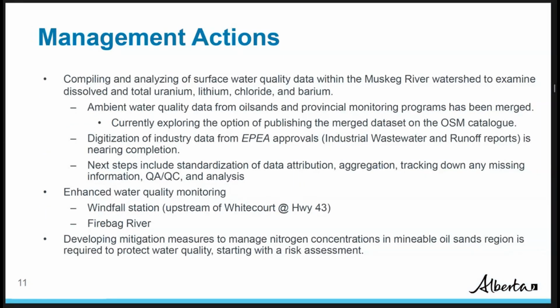A few management actions are currently underway in the Lower Athabasca region. First, management actions have focused on compiling and analyzing surface water quality data within the Muskeg River watershed to examine dissolved and total uranium, lithium, chloride, and barium. Ambient water quality from oil sands monitoring and provincial monitoring programs has been merged, and staff are exploring the publication of that data through the Oil Sands Monitoring Data Catalog. The digitization of industry data from Environmental Protection Enhancement Act approvals is nearing completion, and the next steps are underway.